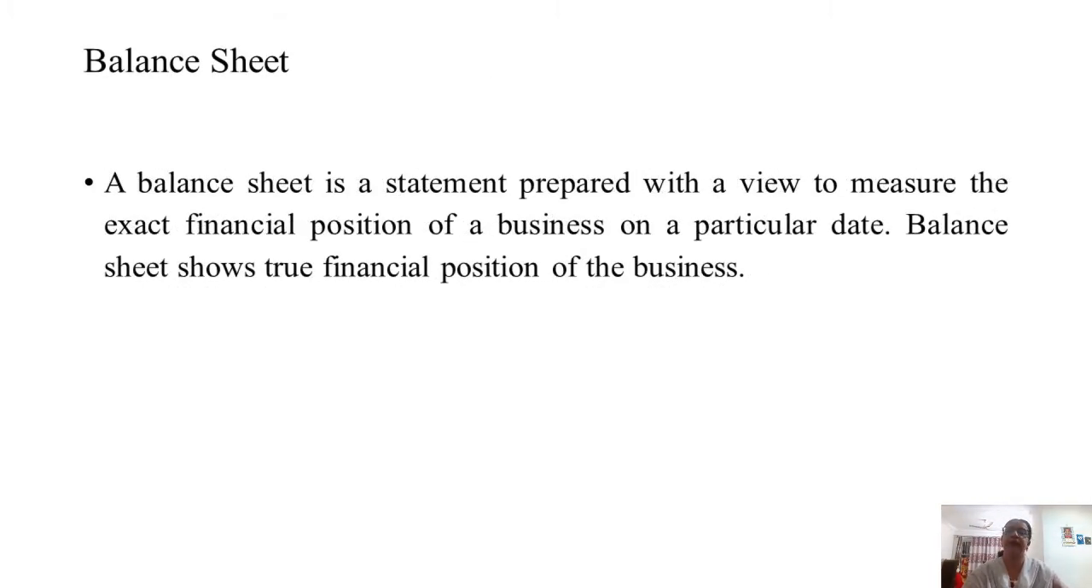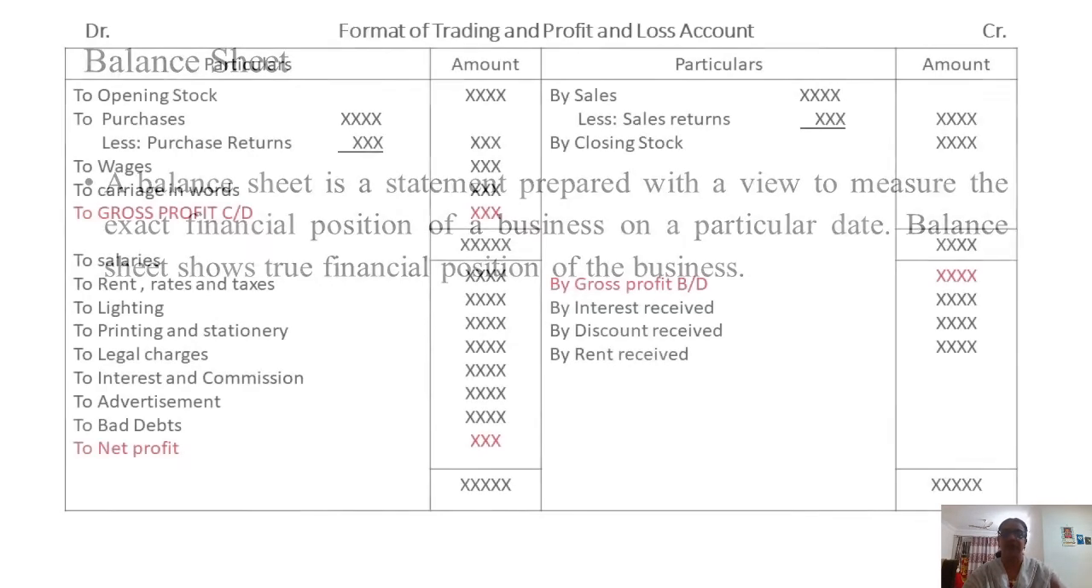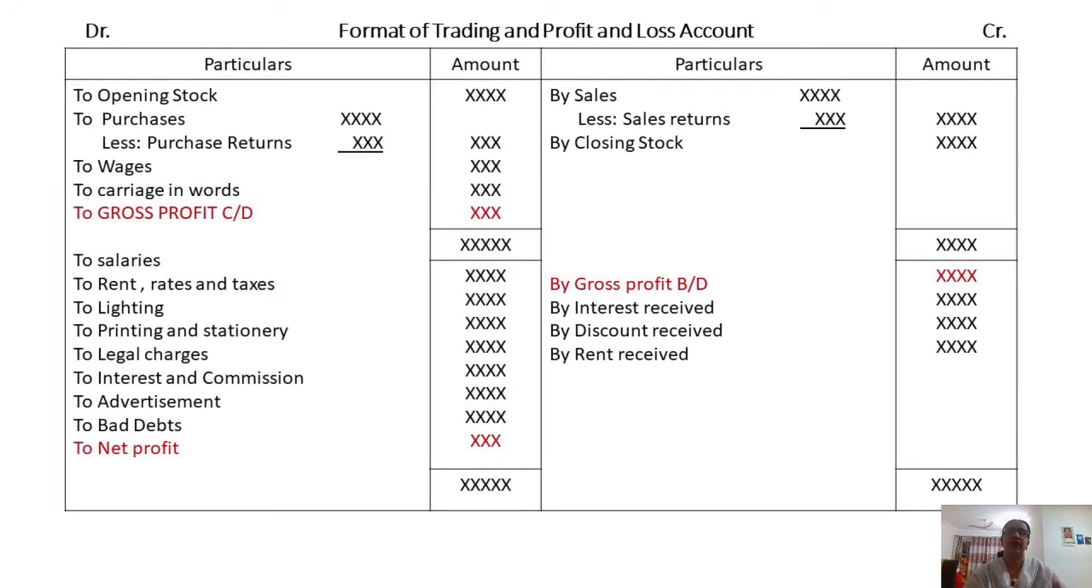Then we prepare the balance sheet. It is a statement which shows the financial position of the business. That means by just glancing at the balance sheet, we can make out where exactly the business stands, that is, whether the liabilities are more or the assets are more. What is the exact financial position of the business? We will find out. So this is the format of the trading and profit and loss account.